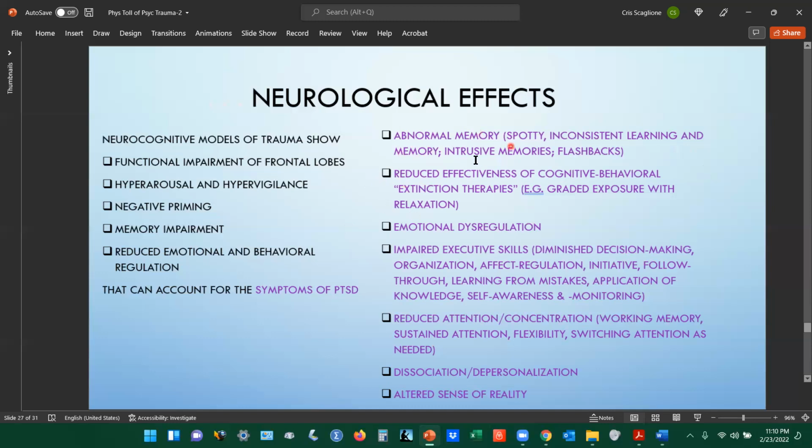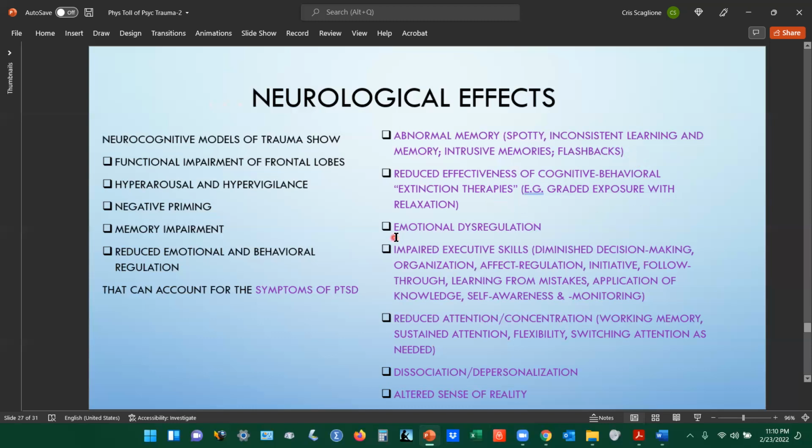As a result of some of the problems with learning and memory, it turns out that the kinds of things that we normally use to help people with, say, phobias or high levels of anxiety don't work as well with people with PTSD. We need to use other approaches with them. And that's because of some abnormal issues around learning and memory.